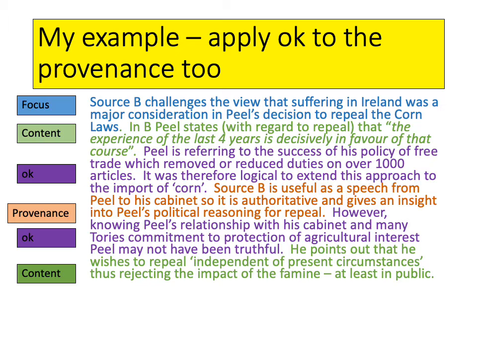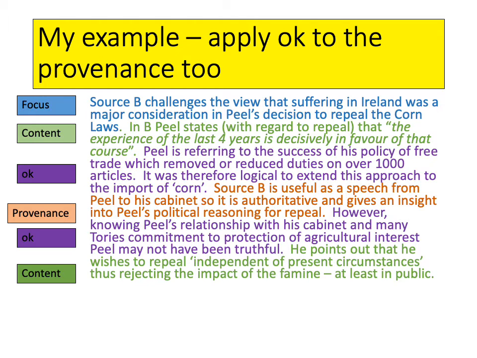So in B, Peel states, with regard to repeal, that the experience of the last 4 years is decisively in favour of that course. And then own knowledge, Peel's referring to the success of his policy of free trade. I should have put the date in there, I'm sorry, 1842, which removed or reduced duties on over 1,000 articles. It was therefore logical to extend this approach to the import of corn.